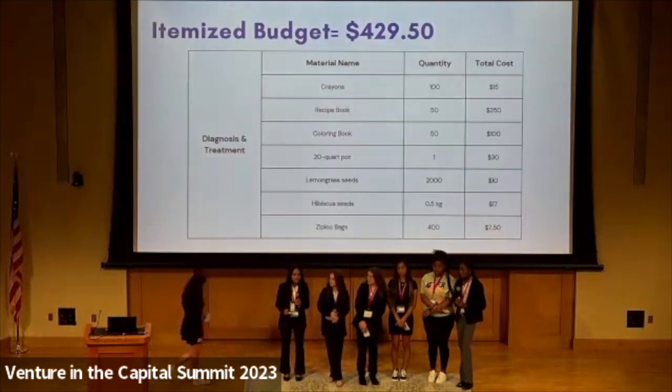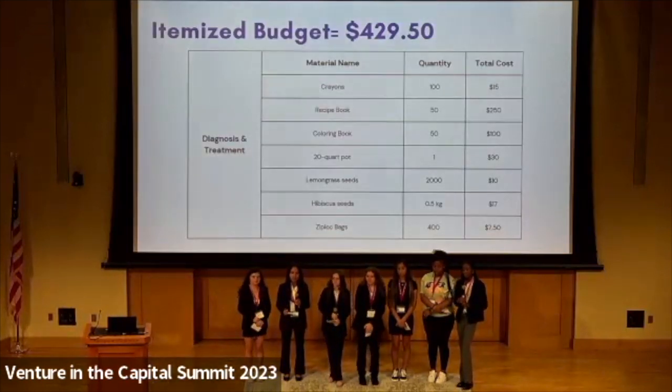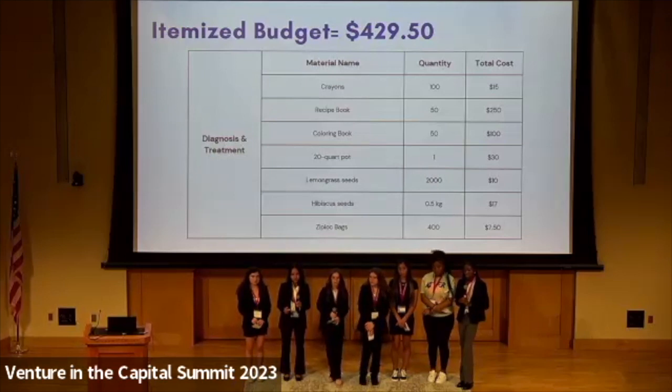So for our itemized budget of our $500, we spent around $430. First, we needed to purchase some crayons for the kids to color with, which cost around $15. And then we decided to print about 50 recipe books and 50 coloring books, which cost about $250 for the recipe books and $100 for the coloring books. And then we needed to purchase one pot to make the tea in for the first activity, which was about $30. And then we bought lemongrass seeds for about $10, and 0.5 kilograms of hibiscus seeds for $17. And then we bought some Ziploc bags to hand out these seeds in, which was about $8.